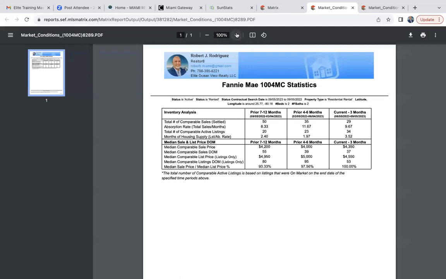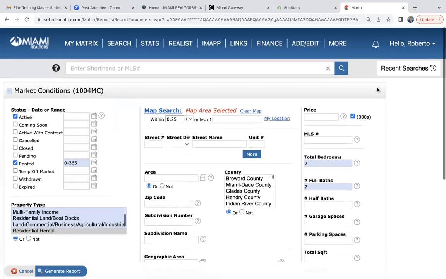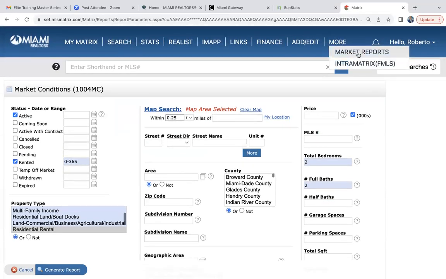We have slightly over 3 months of inventory, coming in at 3.5 months of inventory. And again, that has increased from 2 months of inventory to 3.5 months of inventory. We've gone from 23 available units up to 34 available units. However, in Brickell Key, we are renting at 100% of the original price. All right. So again, the market conditions report, very important. It is located under market reports.